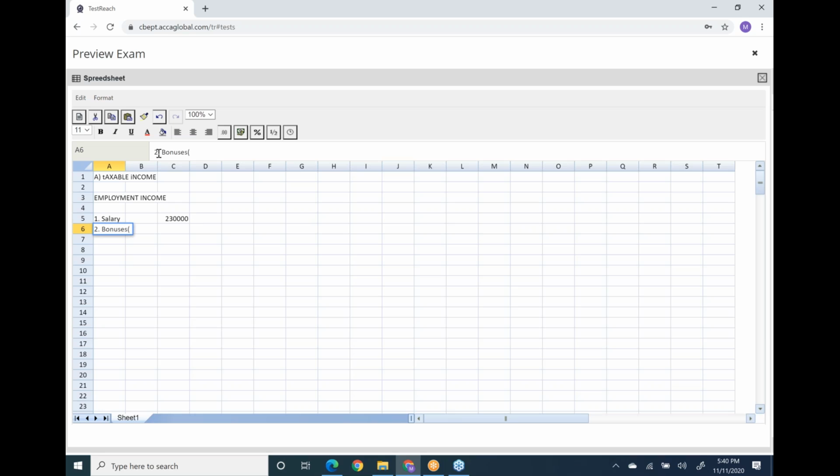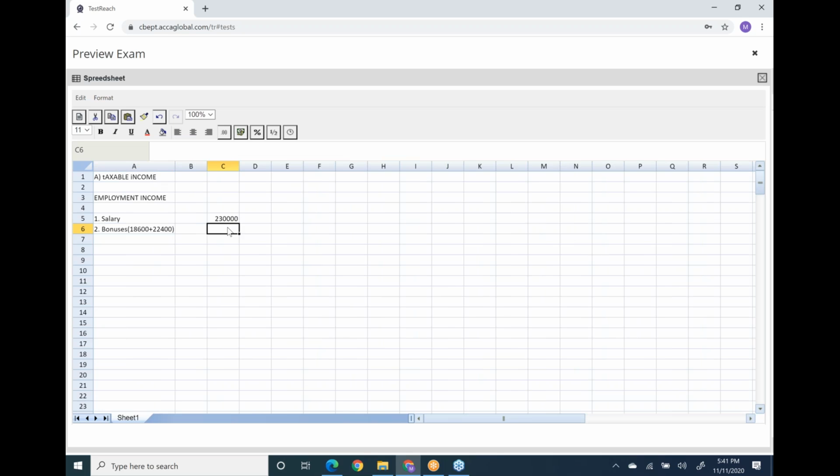Now, there were a total of three bonuses. The first bonus was irrelevant, but the second and third bonus were relevant.